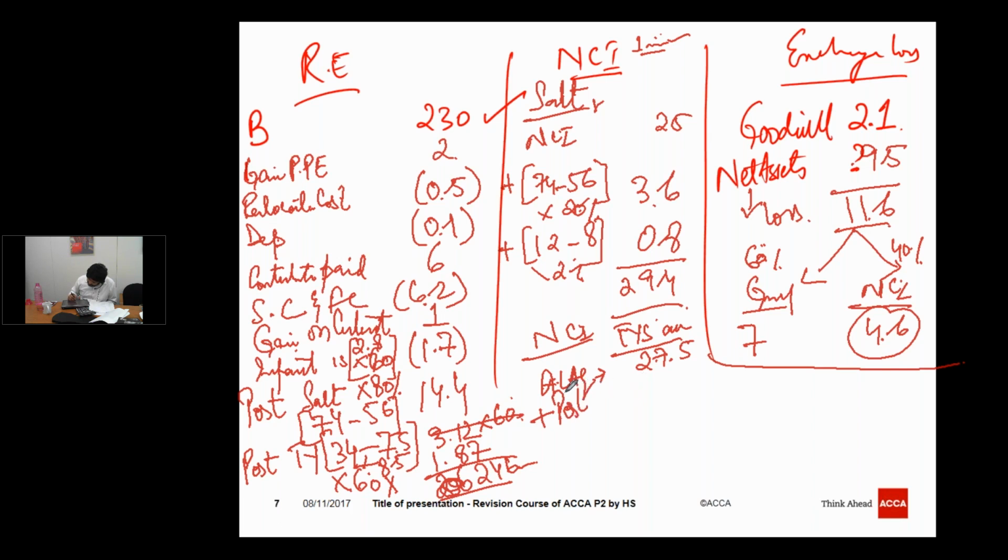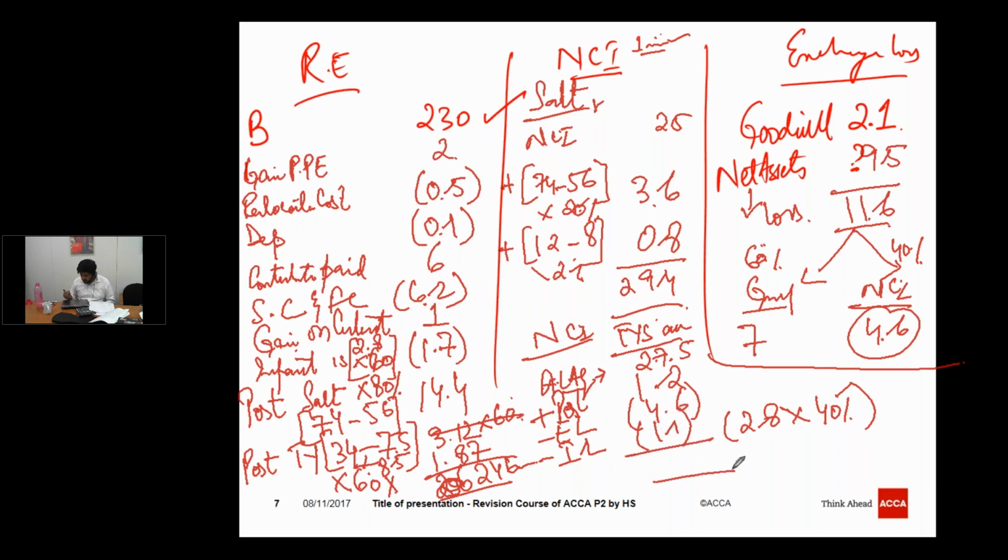The post-acquisition profits will be 1.2. Okay. Then exchange losses is 4.6. And finally there is an impairment, that is 2.8 into 40%, which will be 1.1. So by adding or subtracting, 27.5 plus 1.2 minus 1.1 minus 4.6, the final value is 23. So the total NCI will be 29.4 plus 23.